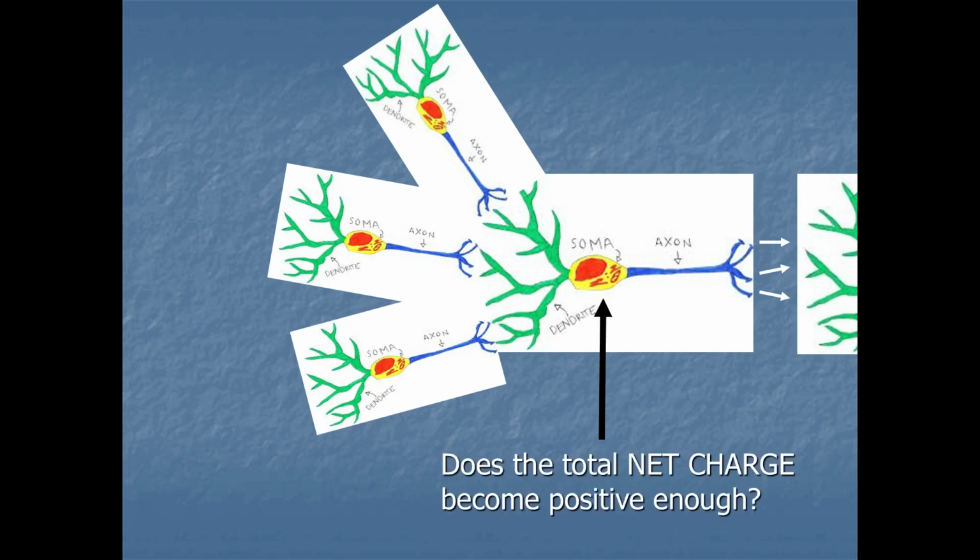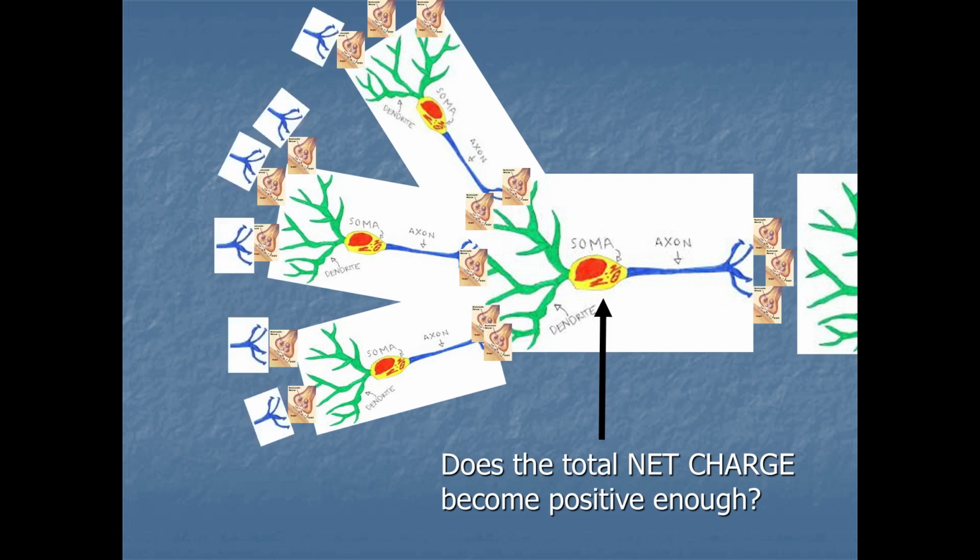In other words, does the total net charge become positive enough, right? Depolarized enough, or not as negative inside. And for each of those earlier neurons, they've also got a ton of other neurons connecting to them at a ton of little synapses. So what we've really got is this super complex orchestra of activity constantly going on, and each neuron is doing some simple math, like adding up its inputs, like plural, multiple inputs, and only firing if it gets enough total input.